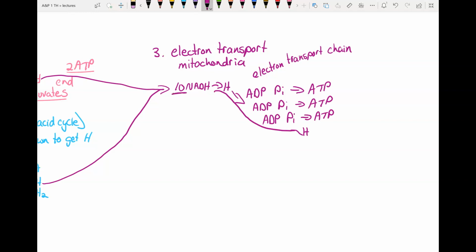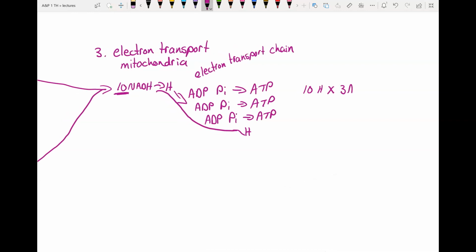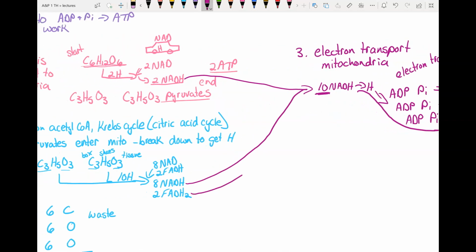Notice you have 10 of them. So 10 times you're going to do this. So by the time you do that 10 times, you have 10 hydrogens, each one makes 3 ATP. You're going to get 30 ATPs made from those NADH dropping off their hydrogen. Okay, we also have our FADH2.